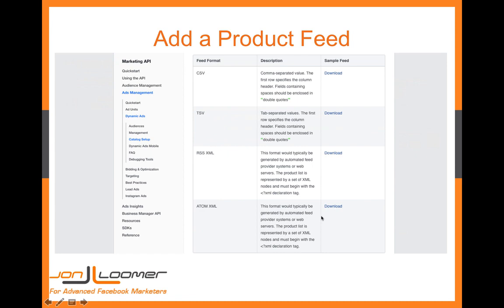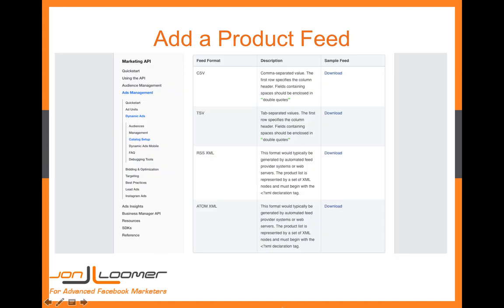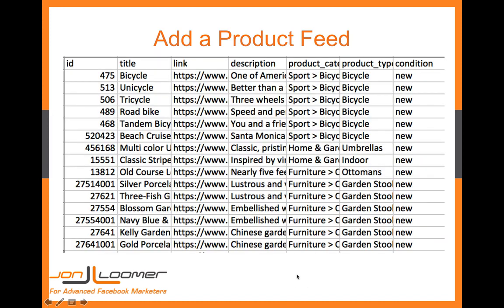And again, here's a rundown of the various formats: CSV, TSV, RSS, XML, Atom XML. From there, you can download a sample feed of each one to see what it looks like. So this is essentially what a product feed will look like, what Facebook is looking for in a product feed. You've got the product ID, the title, the link to that product, the description, product category, product type, condition. There's going to be price. There's going to be lots of stuff in there.